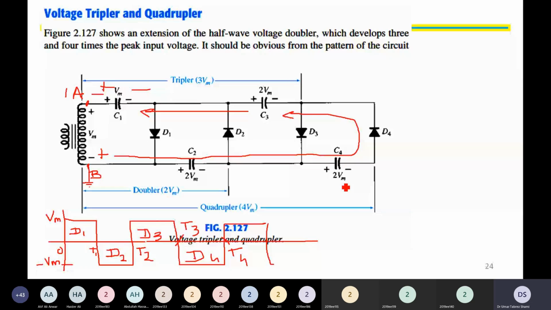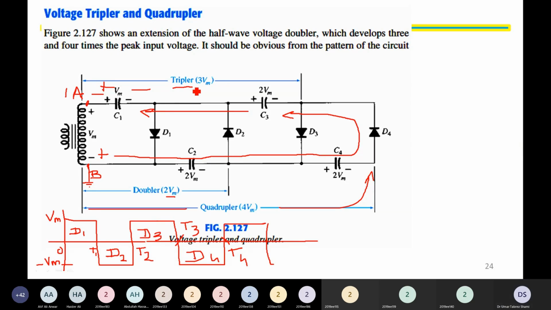And if we measure the voltages across the capacitors with respect to node B, which is our ground, then from B to capacitor C2 we have a voltage doubler, from B to capacitor C4 we have a voltage quadrupler, and from B to capacitor C3 we have a voltage tripler. So this is the performance of voltage triplers and voltage quadruplers.